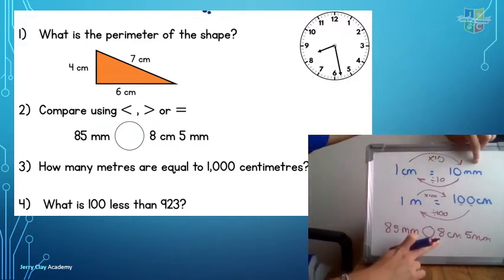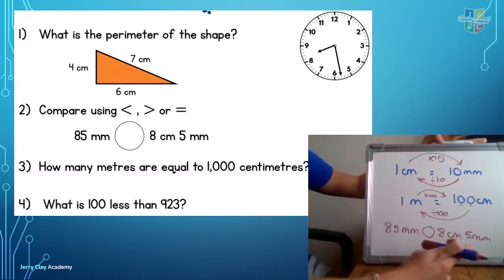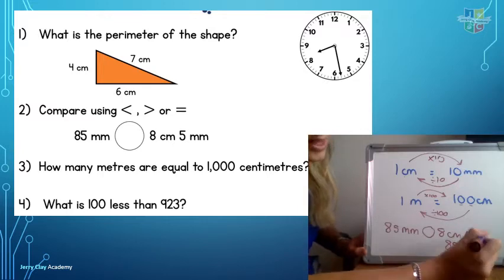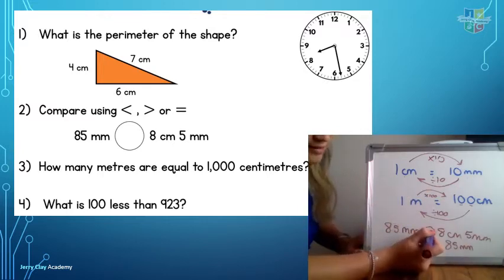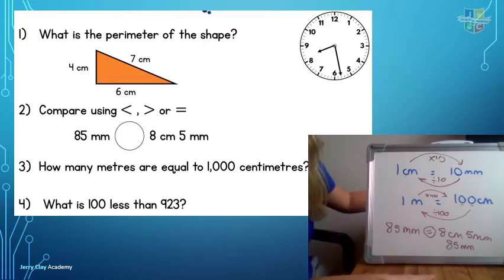So if I have a look, I've got 8 centimetres. I know to get to millimetres I times by 10, so I'm going to do 8 times by 10 is 80 plus my 5 is 85 millimetres, which I can see is going to be the same because I've got 85 millimetres on one side and 85 millimetres on the other side.